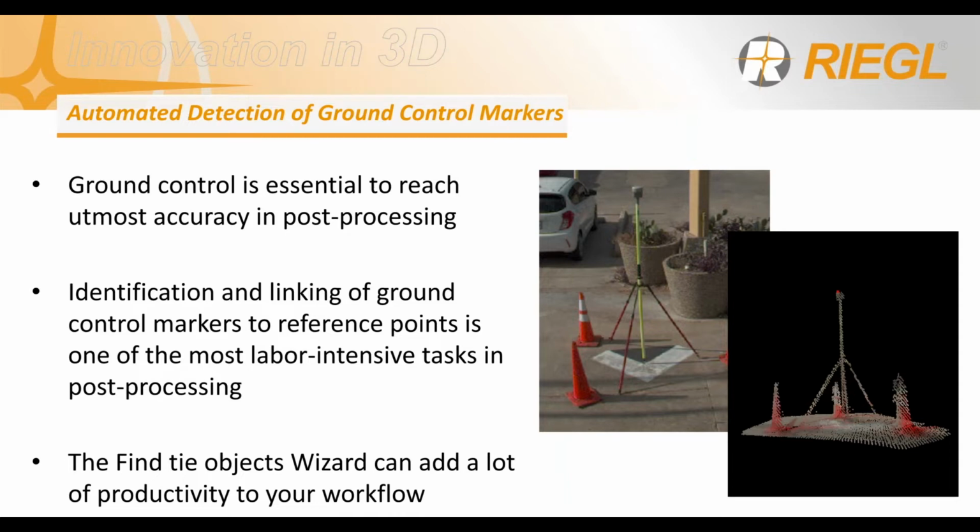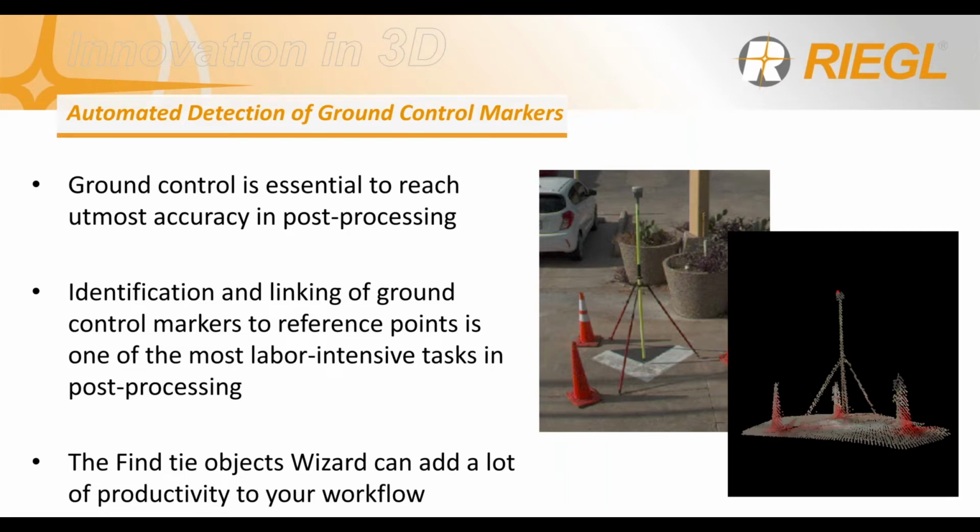The identification and linking of those ground control points is actually a very labor-intensive task. When I talk to most people about their processing workflow, that's what they spend the most time on. So if you're not taking advantage of RiProcess's Auto Tie Wizard, it can really save you a lot of time in your workflow. The thing with the auto tie objects, though, is there are some conditions we need to look at when you're setting your targets and also when you're driving, to ensure that in post-processing you're going to be able to auto acquire those targets.